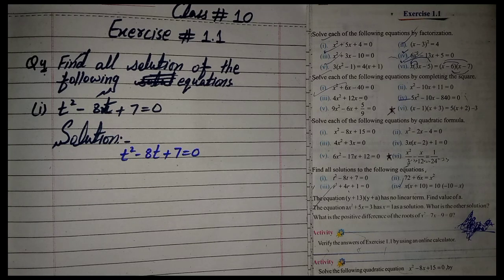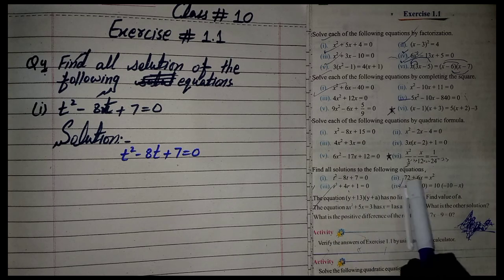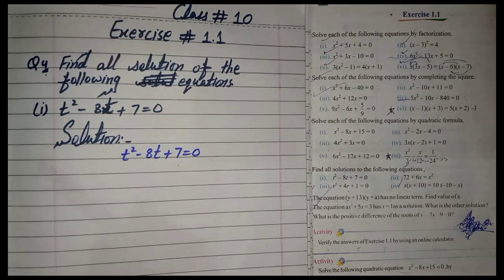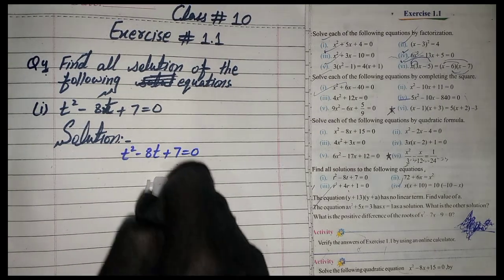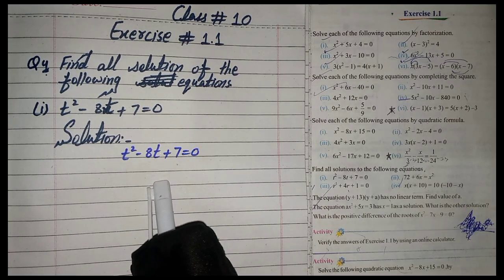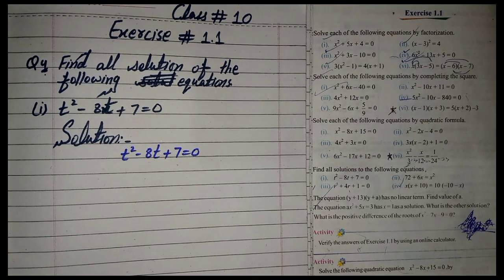Today I am going to discuss exercise 1.1 question 4. Find all solutions to the following equations. Part 1 is t square minus 8t plus 7 equal to 0. Here no method is mentioned. We can solve by all three methods: factorization method, completing square method, and quadratic formula. We solve by factorization method.